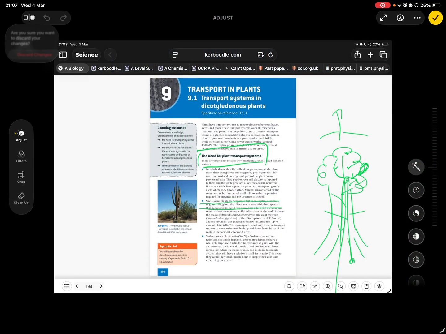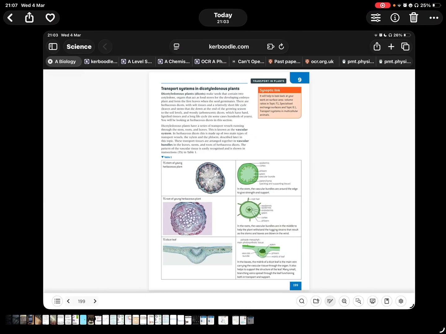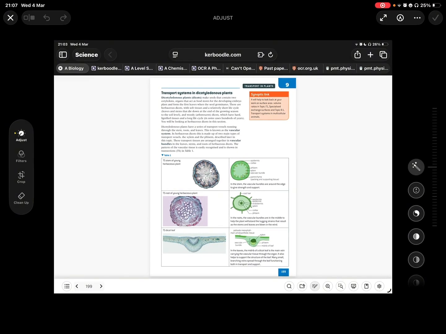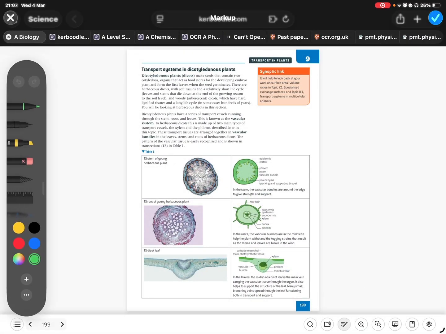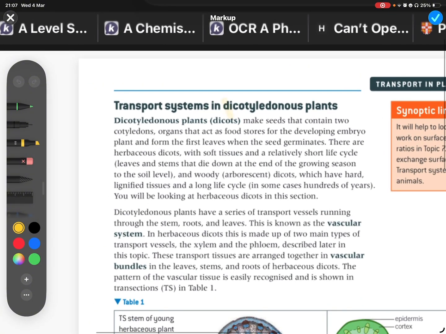Right, now moving on. Transport in dicotyledonous plants. This is the first main thing that we need to learn here. What is a dicotyledonous plant, you ask? Dicotyledonous plants are also known as dicots. We will be referring to them as dicots because it's so much easier than saying dicotyledonous. They are plants whose seeds contain two cotyledons.